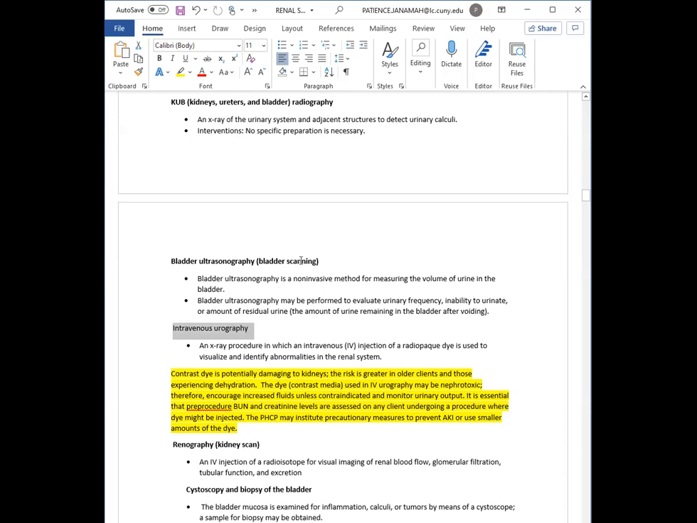We have the intravenous urography. Remember, we had the intravenous pyelography in one of our questions that we read. Intravenous urography is also an X-ray in which an intravenous injection of a radio-opaque dye is used. Anytime you see intravenous something, you should know that they're injecting something into the vein. Inside the vein, they inject a dye, and they visualize the renal system as venous urography.